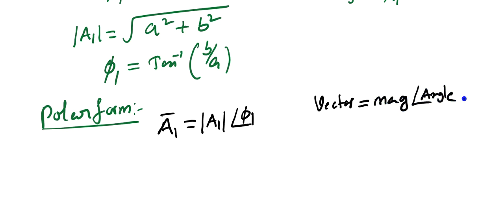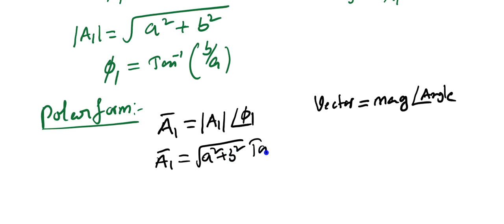So that is the polar form you need to understand here. What is this for an A1 vector? If you want to represent this A1 vector in magnitude and angle, with A1 and B1, what is this magnitude? You know the magnitude is: A square plus B square.